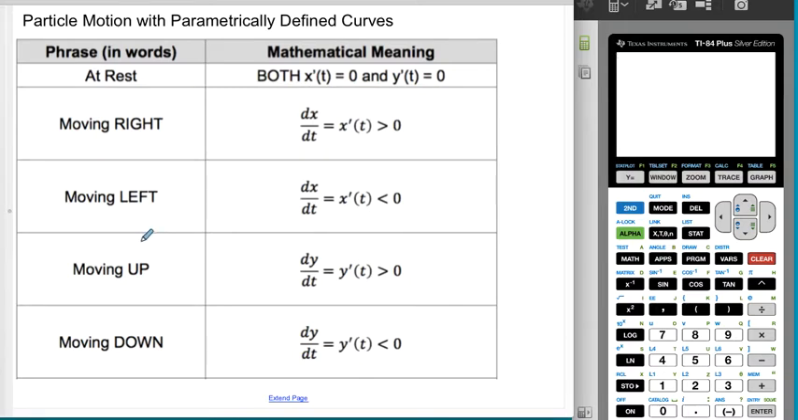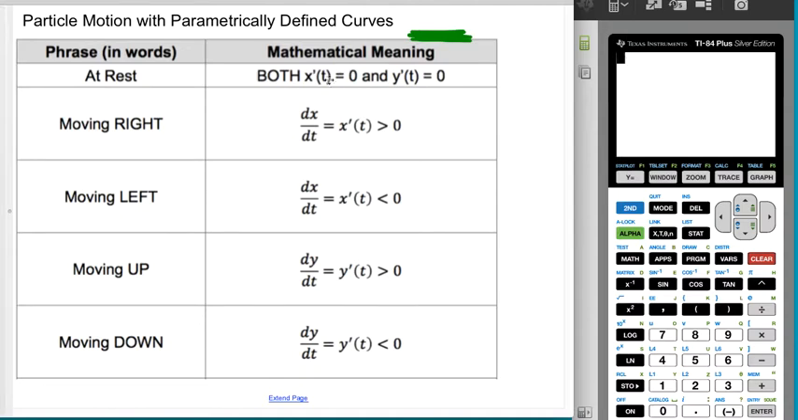Let's also talk about some important words and phrases that you need to know what they mean. So we know that at rest, when we did old school particle motion in one dimension, at rest meant velocity equals 0, right? But here we have two velocities. We have the x direction velocity, which is x prime of t, and we have the y direction velocity, which is y prime of t. We need both of them to be 0 because if only one of them is 0, right? So now that we're moving in two dimensions, if y prime is 0, I could still be running back and forth like a crazy person, but I'm not going up and down. Well, I'm not at rest. I'm flipping out, going horizontally left and right, et cetera.